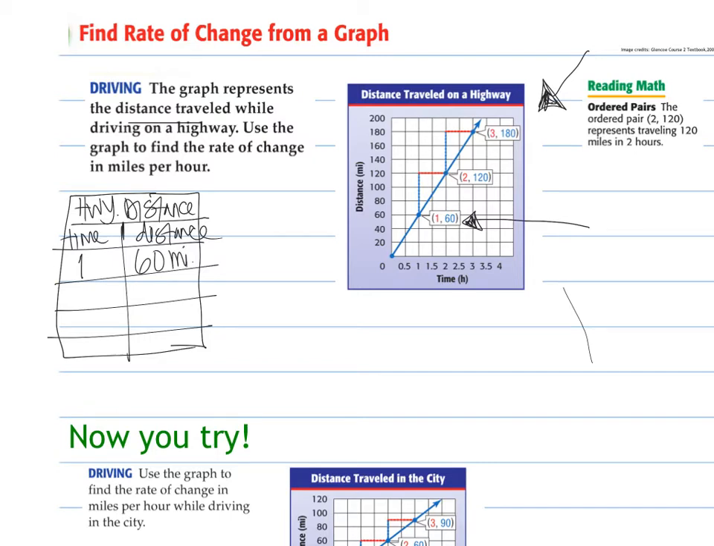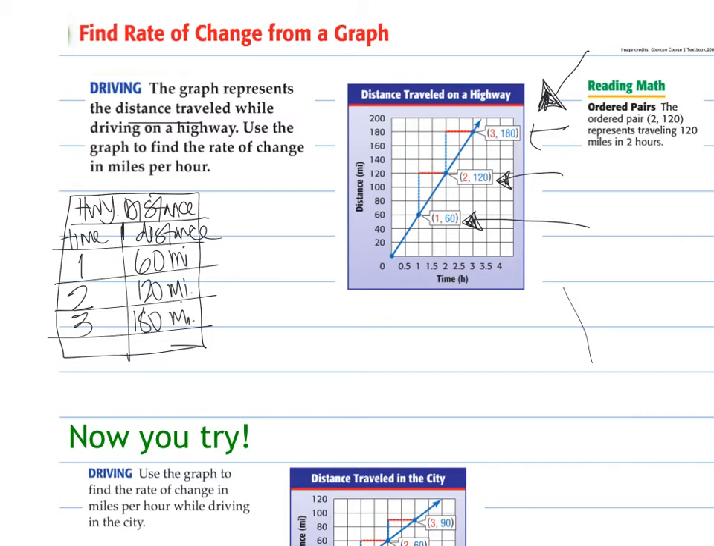Not every graph is going to go right to 1. So basically this tells us our unit rate, but I'm still going to show you how to find it just in case there's not a 1 on it. This one tells me that I went 2 hours and 120 miles. And then this one here tells me 3 hours, 180 miles.